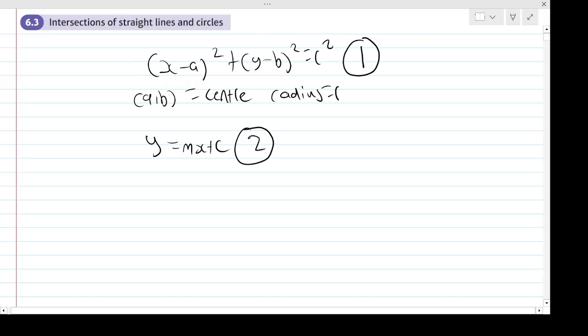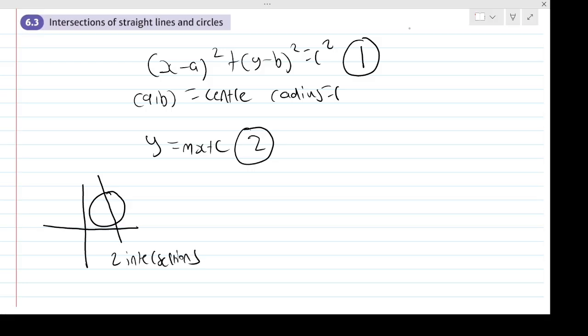And so then obviously we're going to have three scenarios. Say you have a circle again here. A line can pass through a circle twice, so there and there, right? That's two intersections, which means two distinct solutions, I may add.